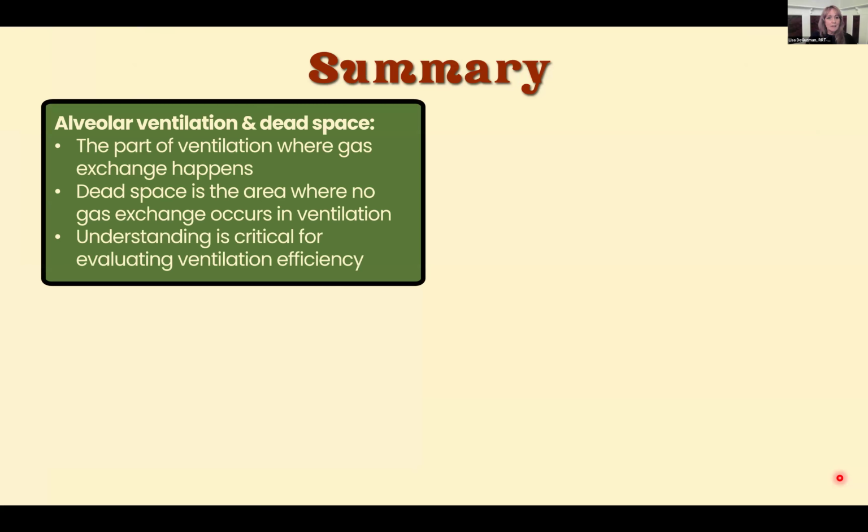In summary, we talked about alveolar ventilation and dead space. Physiologic dead space is your anatomical and your alveolar dead space added together. We also occasionally have the mechanical dead space. And it's important to understand these problems, it's not always just the airway. It can be perfusion. It can be at that alveolar level from lung disease or trauma, scar tissue, those kind of things.